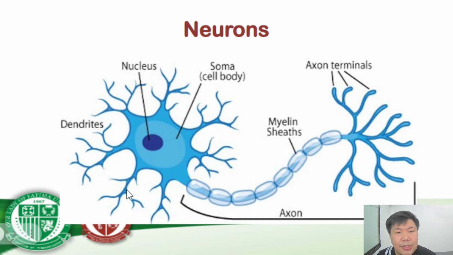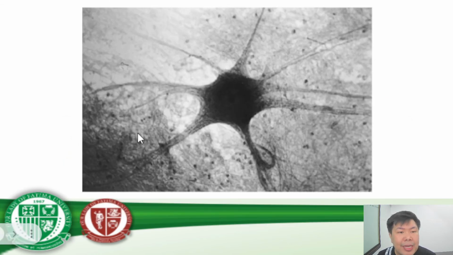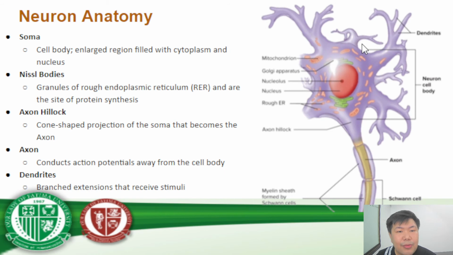Yan. So, if you will notice, the axon is protected or covered by what we call myelin sheath. At later on, i-discuss natin what is the function of the myelin sheath. So when you look at under the microscope, this is how a neuron would look like. You have your soma. The nucleus is not seen anymore kasi medyo dark. And then you have your dendrites as well. No? And one of those is your axon.